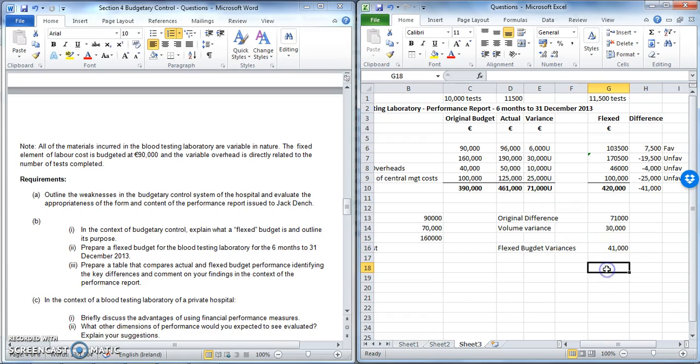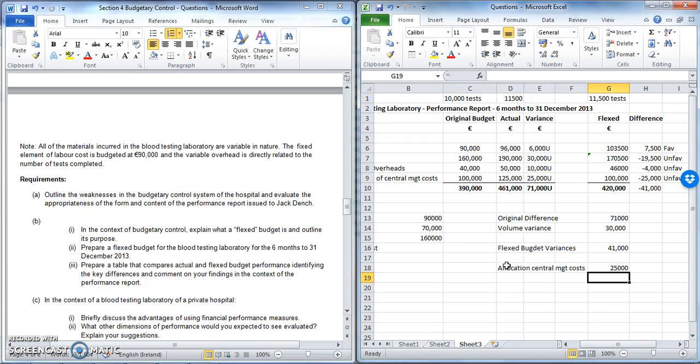So what you're saying is actually what should be accountable for Jack is only 41,000, not the 71, because 30 of that was attributable to volume. And now let's try and break it down further. Of that 41, what are the main ones? Well, one of the main ones is 25,000, allocation of central management costs.